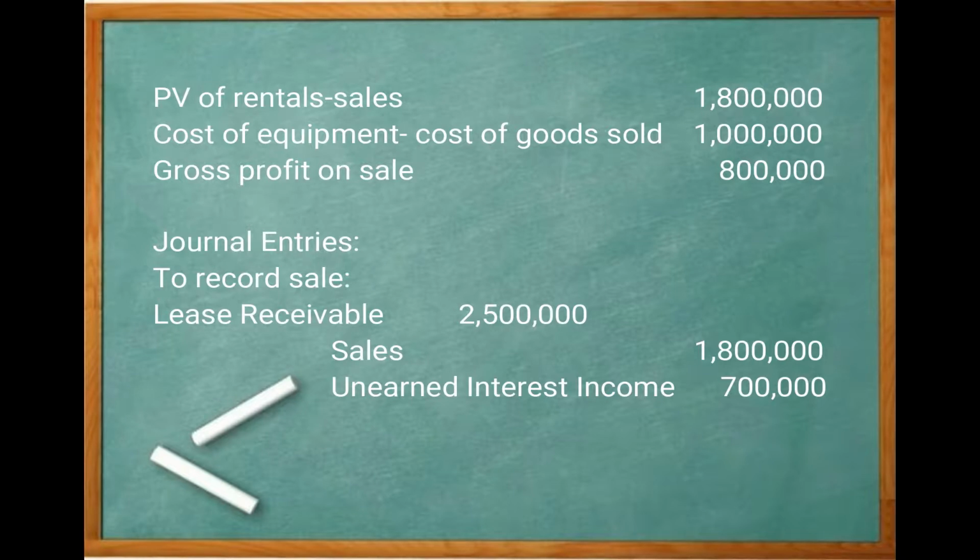Una nating i-journalize ay yung ating sales. Debit lease receivable na 2,500,000, which is equal lang doon sa ating gross investment, credit sales na 1,800,000, at credit unearned interest income na 700,000.